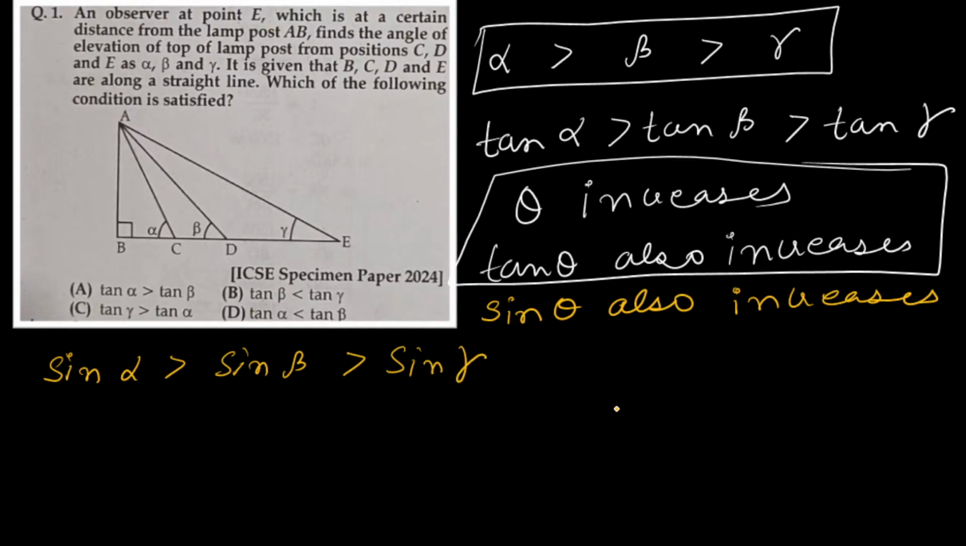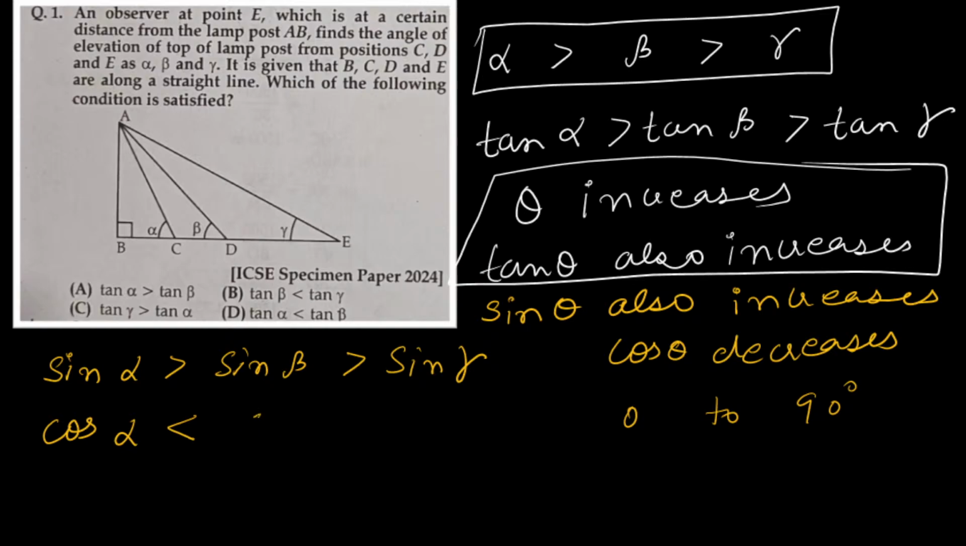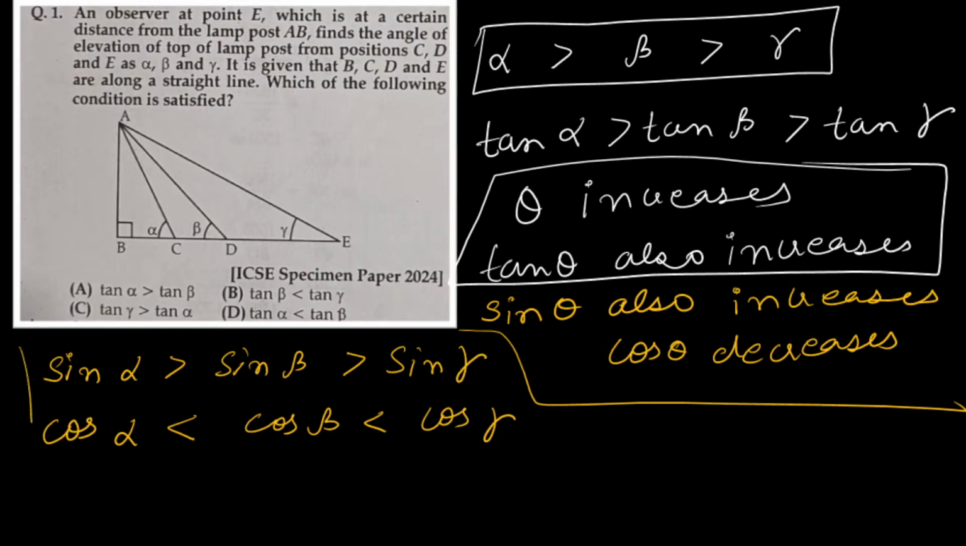If we have cos theta, the cos value will decrease as you go from 0 to 90 degrees. So in terms of cos, cos alpha will be less than cos beta, which will be less than cos gamma. From the standard angles table, which we all know, you can see this. This way you can remember these things.